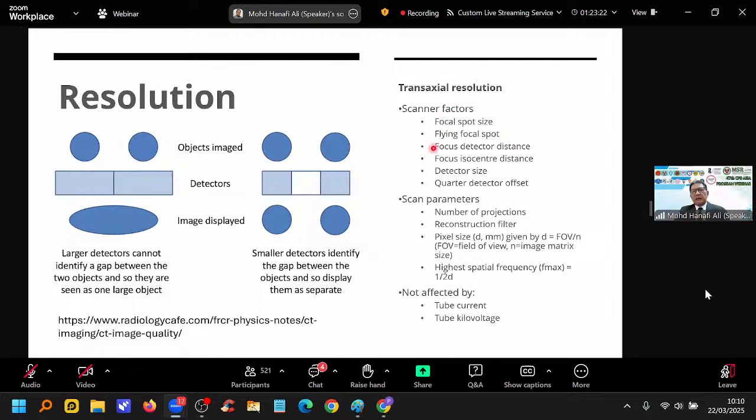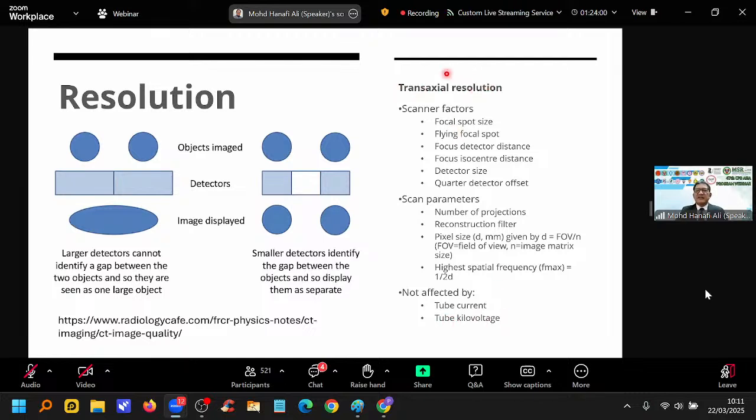I'm not going to go through all these parameters, but we need to know that these are scanner factors, something like focal size and detector size. But scan parameters, normally we have the option to choose. Number of reconstruction filter, frequency. But we must remember that these resolutions are not affected by tube current and tube voltage.